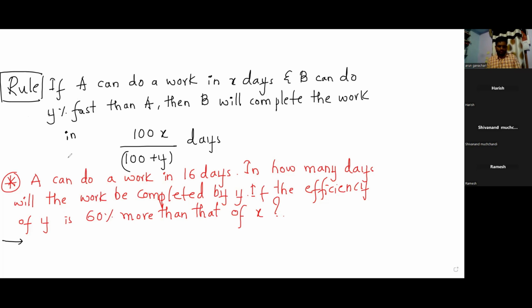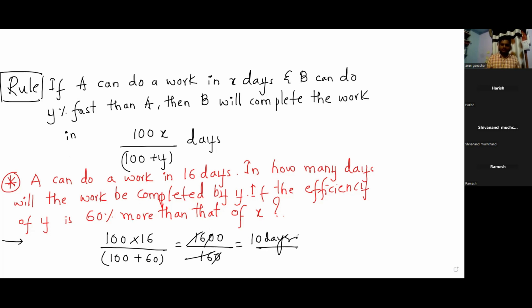10 days. I think you can fairly make it out. 100 into, we have to write X. What is X here? 16, divided by 100 plus Y. What is Y here? 60. So this will be 100 into 16 is 1600 divided by 100 plus 60 is 160. We'll cancel 16 and 16, cancel 0 and 0. We are left with 10 days.